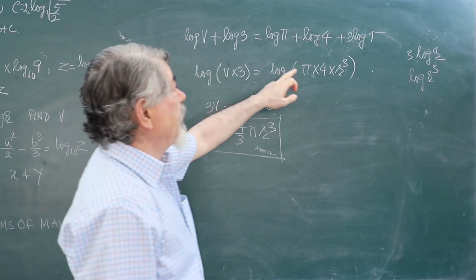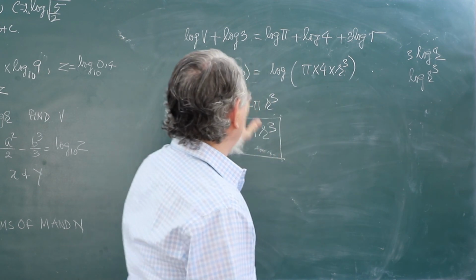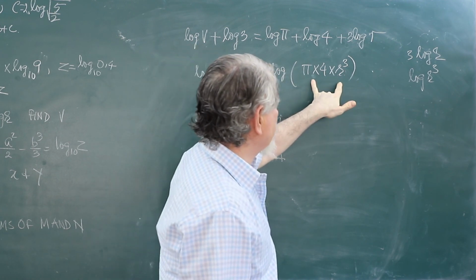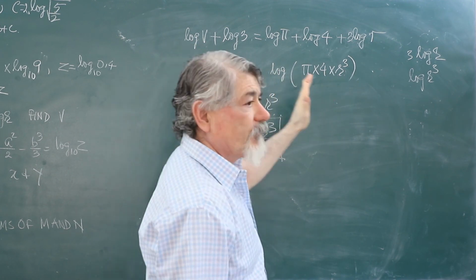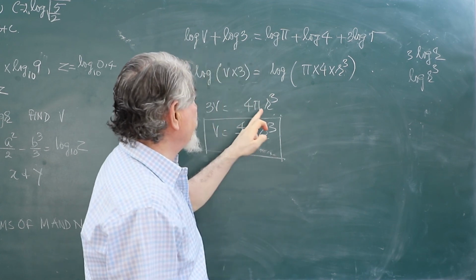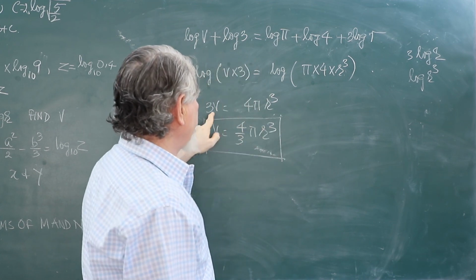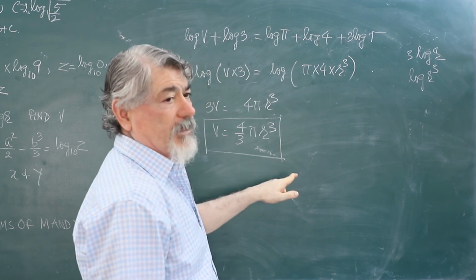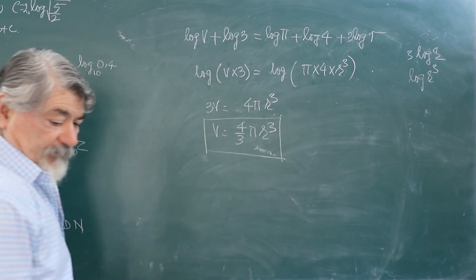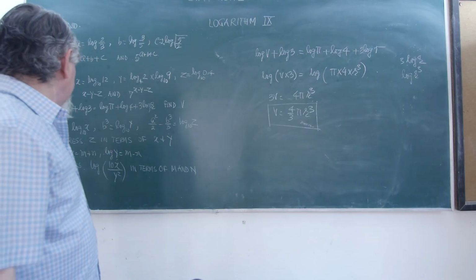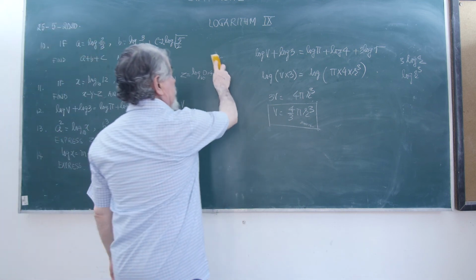So log pi into 4 into r cube, log a into b. We remove the log from both the sides, 3v will be equal to 4 pi r cube, or v will be 4 upon 3 pi r cube, we get the value of v. Now let us see question number 13.